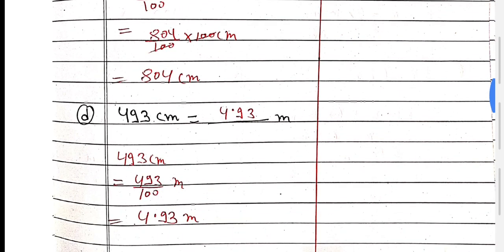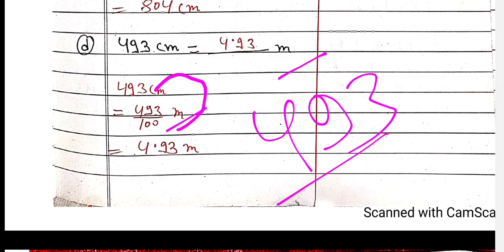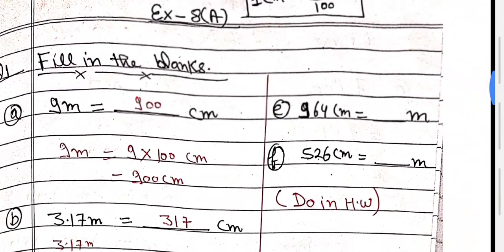Now come to D part, 493 centimeter. For the centimeter, when you convert it into meter, you have to divide by 100. When you remove the 100, you have to put the decimal. It is 493 upon 100. Two zeros are there, so from the back side you have to put the decimal. So your answer is 4.93. Similarly, these two parts you have to do by yourself in homework.